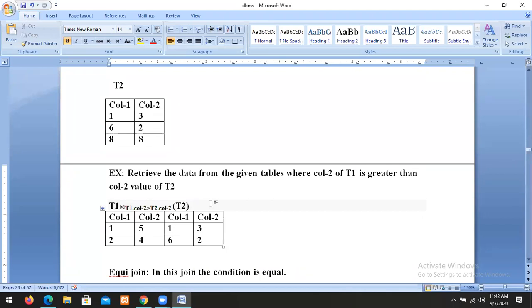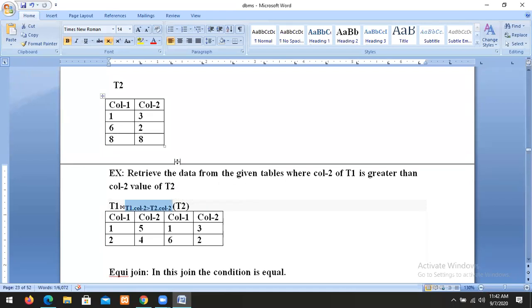So what is theta join? When the condition has any one of the relational operators greater than, less than, greater than or equal, less than or equal, then it is called a theta join. So this is the condition. This condition has the symbol greater than, so it is called a theta join.